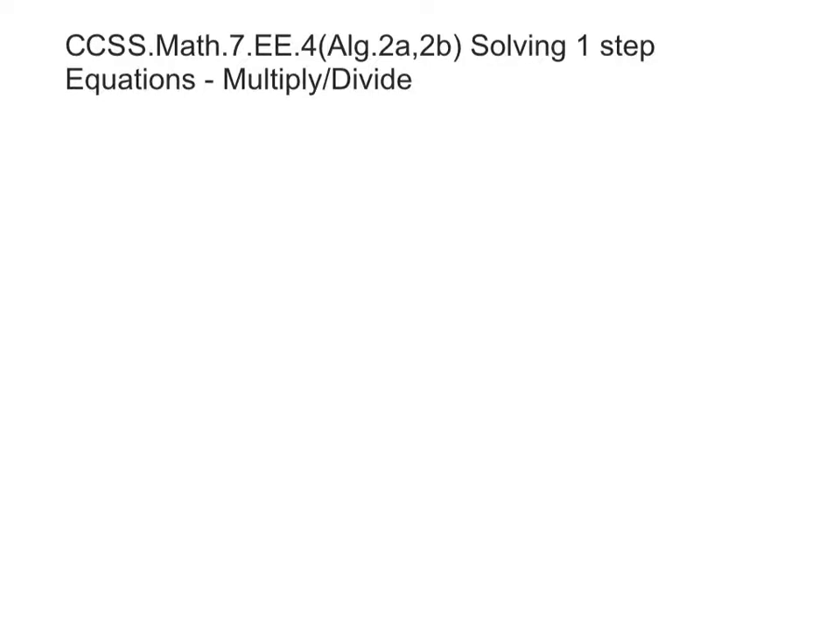Common Core State Standards, Math, 7th grade, Expressions and Equations for Algebra 2A, 2B, solving one-step equations, and this time it's with multiply and divide problems. So we have the vocabulary, division property of equality and multiplication property of equality, and that is whatever you do to one side, you must do to the other, and that's the algebra. So we need to keep these things balanced.